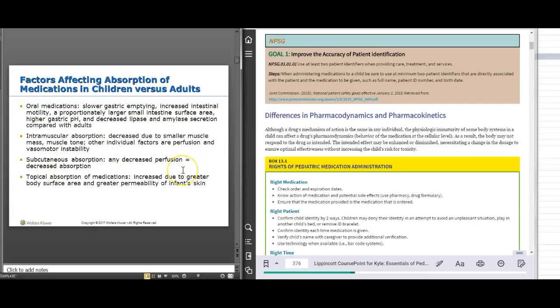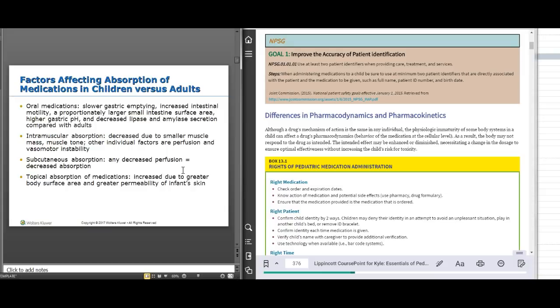Alright, some factors that might affect absorption and medication in children versus adults. Of course, we talked about body weight. Slower gastric emptying, so things hang around in the belly longer in kids. Intramuscular absorption, of course, they have smaller muscles, less options for us to use. Sub-Q, they have less fat, so we have less tissue to use for sub-Q injections. And topical absorption.